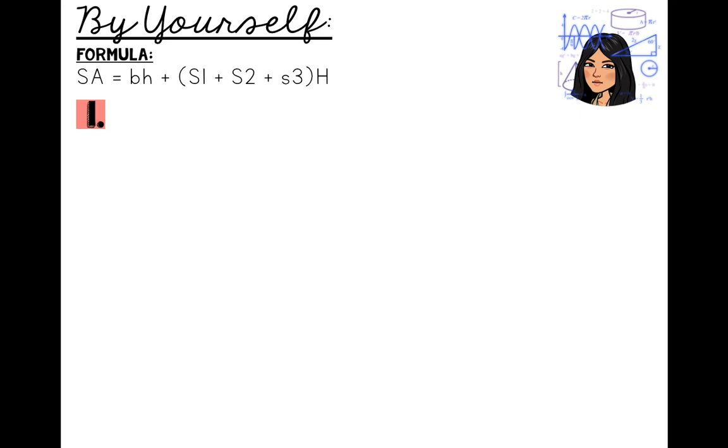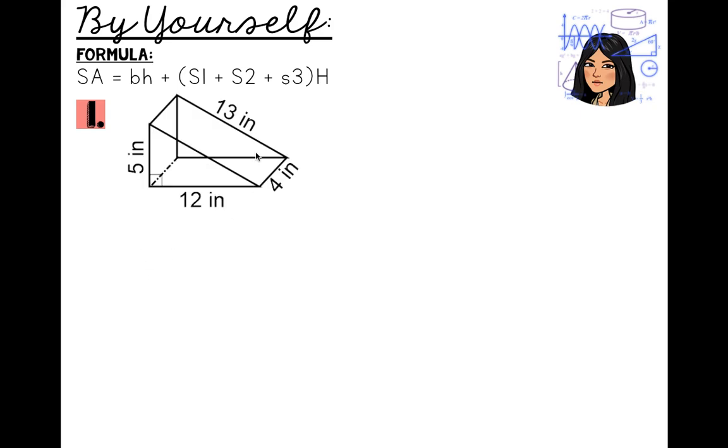Our first triangular prism looks like a cheese. We know our base is 12, our height is 5, which is a right triangle. And then let's look at side 1, side 2, side 3. So side 1 is 5, side 2 is 13, side 3 is 12. Add those together, multiply it by height, which is 4. Go ahead and pause the video, try this by yourself.